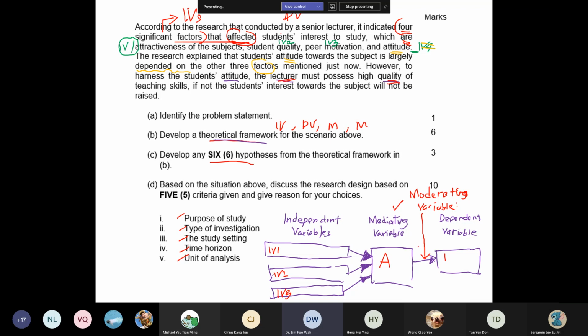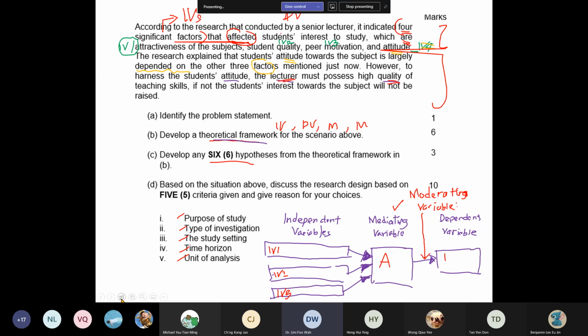Usually when students go through the scenario, you can directly draw up the research framework or theoretical framework first before you answer other questions. You must fully understand what the scenario is trying to tell you. Only then can you answer the other questions according to the theoretical framework you have just developed. This is the best way. Otherwise, if you look at the problem statement first, oh my god, what is the problem? First, just ignore everything. Draw out the theoretical framework first, then answer the other questions. This is my advice for you.